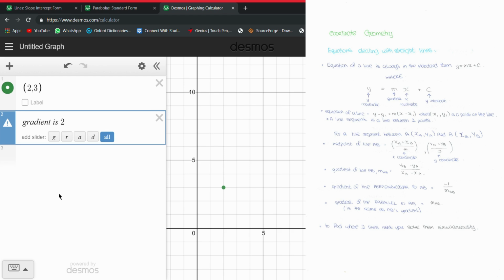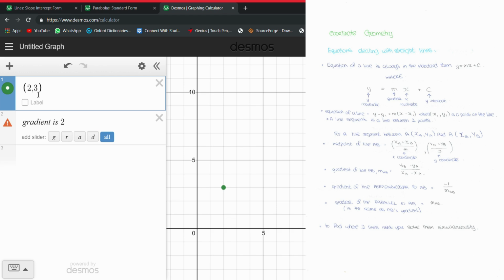And x is just x, and then x1 is your x coordinate, so it'll be 2. So it'll be y minus 3, because we're substituting all those values into it, is equal to 2 into x minus 2. So that'd be y minus 3 is equal to, now you multiply everything by 2 because it's 2 by everything in brackets, 2x minus 4.